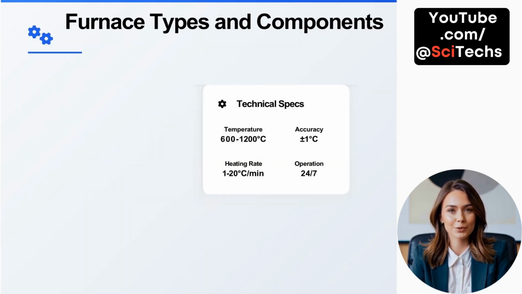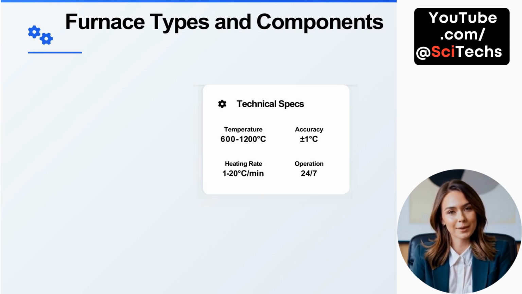Furnace types and components, technical specs. Diffusion furnaces are designed to meet demanding technical specifications required for precision semiconductor processing. The operating temperature range spans from 600 degrees Celsius to 1200 degrees Celsius, allowing for flexibility in handling various doping profiles and materials. This range supports both lighter and heavier dopants and enables the fine-tuning of diffusion depths.